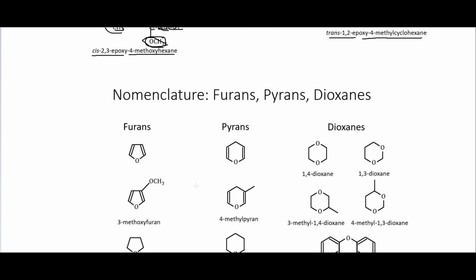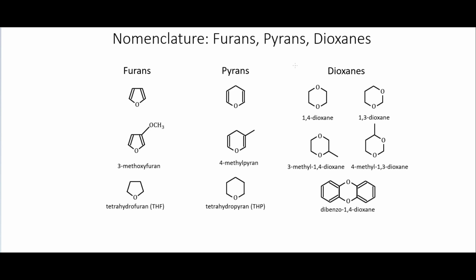Then we have the nomenclature of the furans, pyrans, and dioxanes. So furans are just molecules that look like this right here. And so when we put a substituent on it, we can call this 3-methoxyfuran. So this is our methoxy group right here. We're counting from here, 2 and 3. So 1, 2, 3. So 3-methoxyfuran.